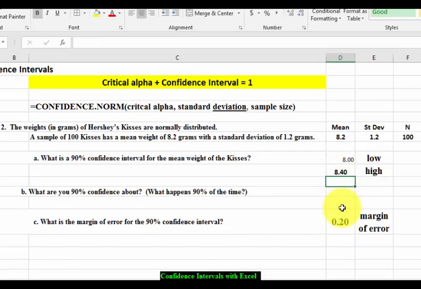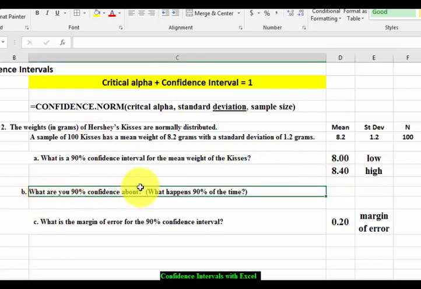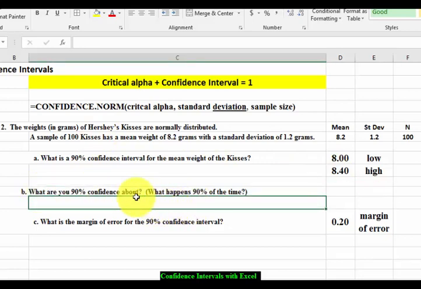And there's our high number. So let me make these pretty for you. Okay. So the true population mean, hopefully, 90% sure, is going to be between 8 and 8.4 grams of those Hershey Kisses. And the 90%, what you are confident about, is if you repeated this process and measured these kisses 100 at a time, then 90% of those sample means should fall between 8 and 8.4 grams. So that's what that means.